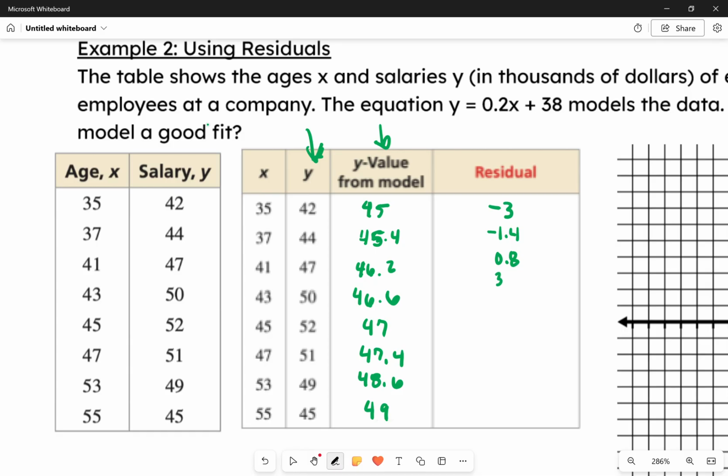I can't find the eraser button. 3.4, let's actually write that in line. 3.4. Then we should get 5. Then we should get 3.6. Okay, then we should get 0.4. Then we should get 4. Negative, I'm so sorry, negative 4. All right, so all we do again there is we just subtract, okay?